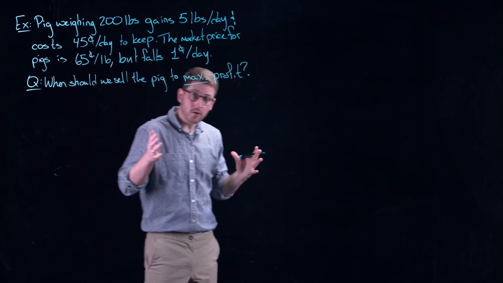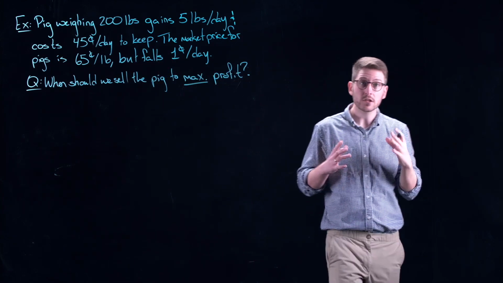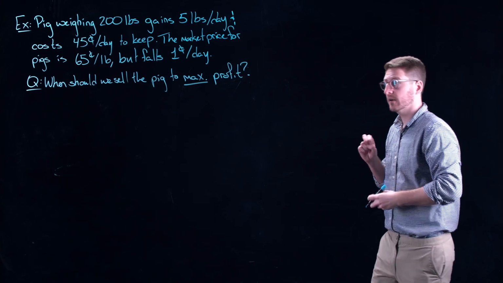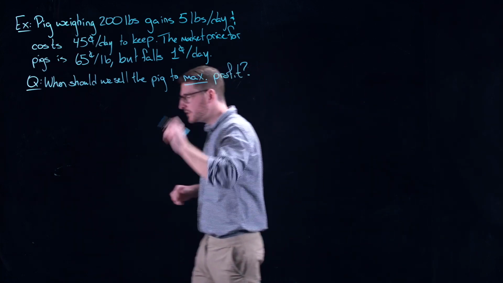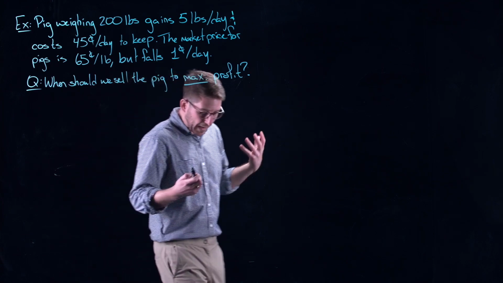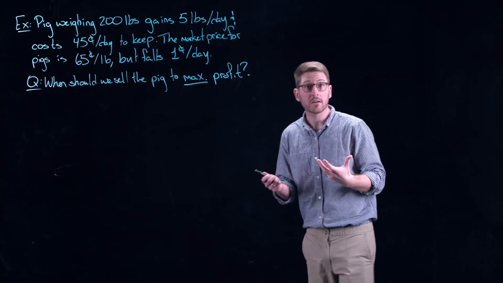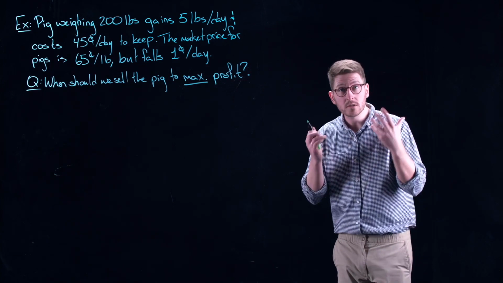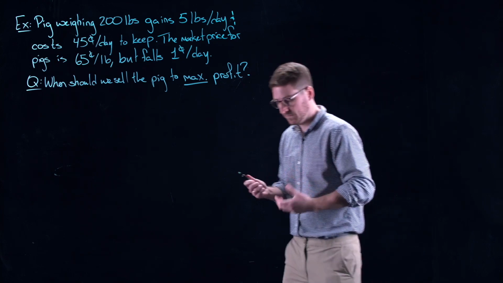There's the key word when it comes to optimization. We're asked to maximize something. So that means that we've got an optimization problem. And in particular, we want to know when we should actually sell the pig. So it's a question about time. This is a dynamic model.